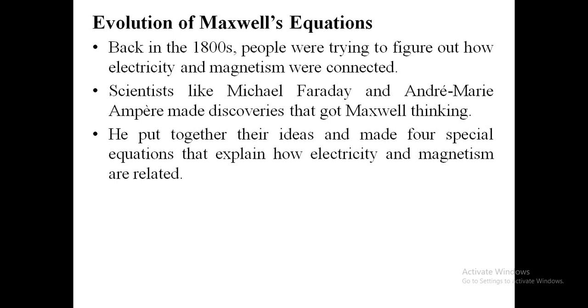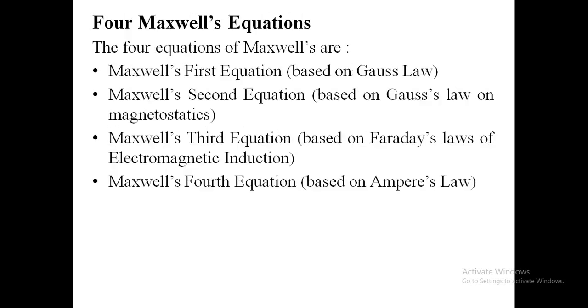Evolution of Maxwell's equations. Back in the 1800s, people were trying to figure out how electricity and magnetism were created. Scientists like Michael Faraday and Andre Marie Ampere made discoveries that made Maxwell think. He put together their ideas and made 4 special equations that explain how electricity and magnetism are related.